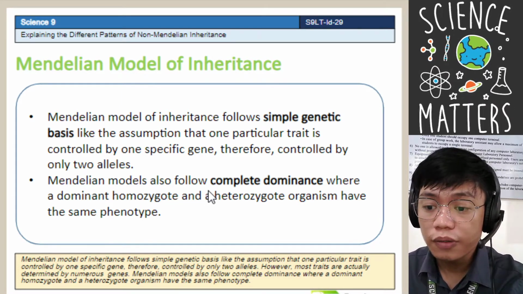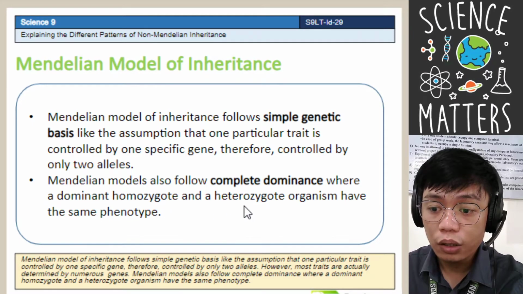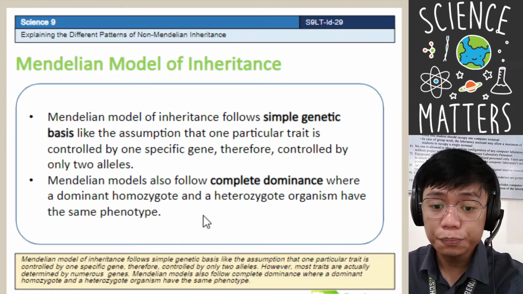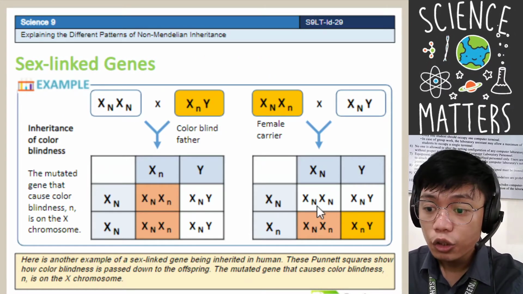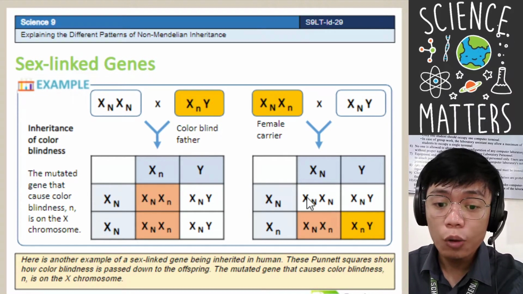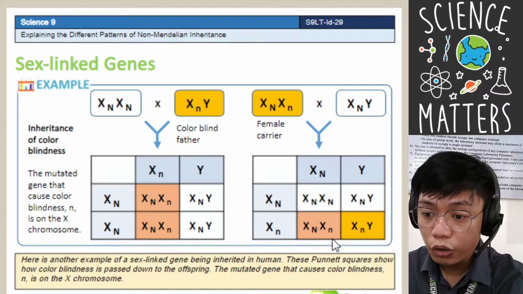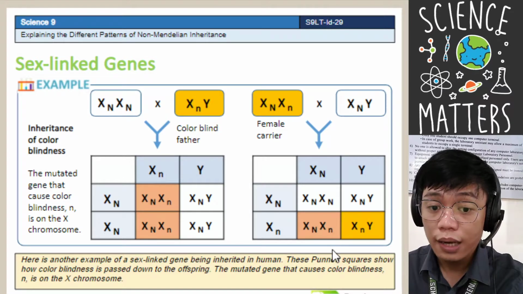Mendelian models also follow complete dominance, where a dominant homozygote and heterozygote organisms have the same phenotype. So kapag sinabi nating homozygote, ito yung pagkapareho ng halimbawa yung capital letters. So kapag homozygote, that is a homozygote. Kapag sinabi natin heterozygote, ito yung heterozygote, yung mayroong capital letter at small letter.